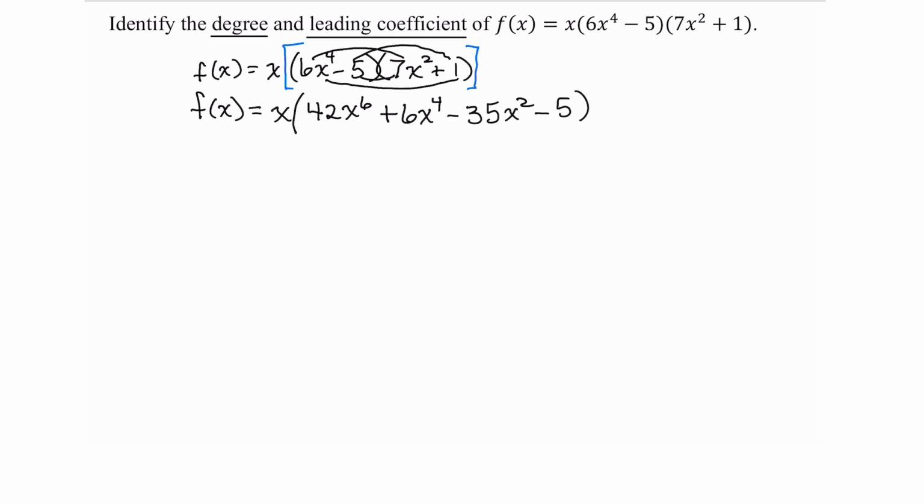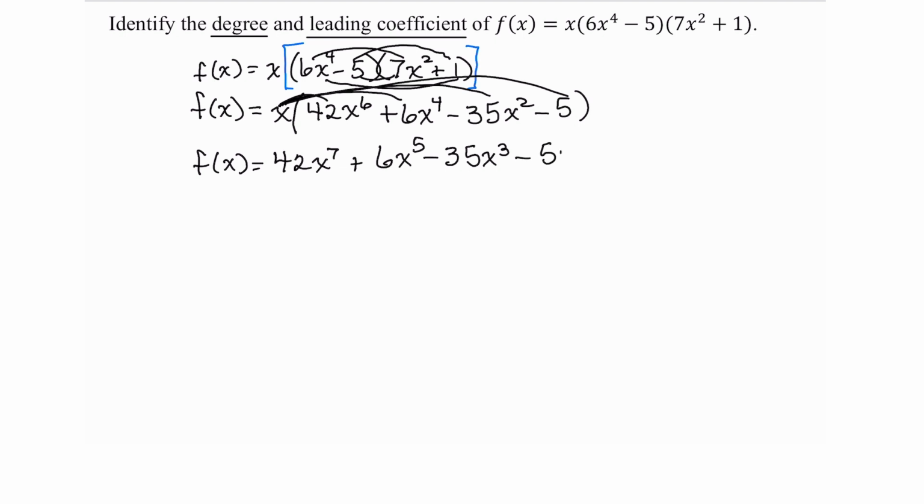Now I look to see if I have any like terms, and there aren't any, but I still do need to distribute that last factor of x. So that'll give me 42x to the seventh plus 6x to the fifth minus 35x to the third, and then minus 5x. So it's in descending order.